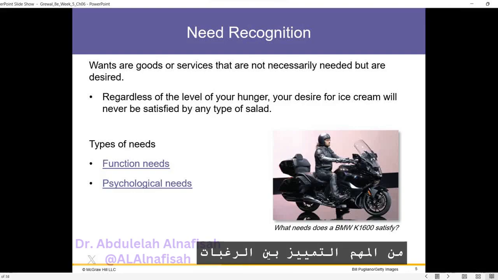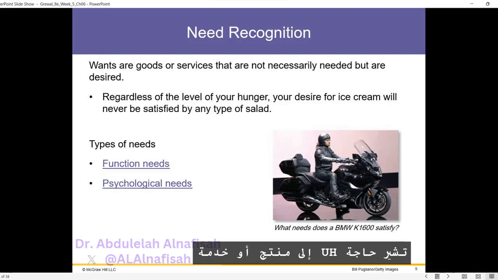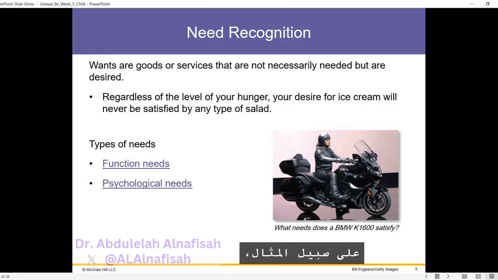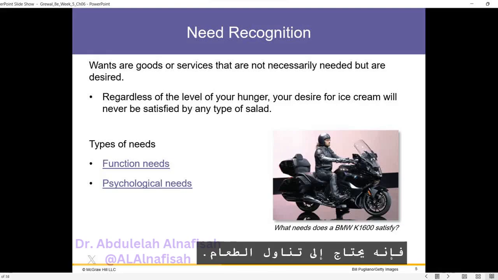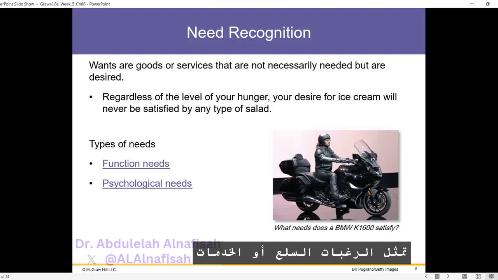It's important to differentiate between wants and needs. A need refers to a necessary product or service that must be satisfied to fulfill a basic requirement. For example, when a person is hungry, they need to eat. On the other hand, a want refers to an unnecessary product or service that is desired but not essential. For instance, wanting to eat a steak instead of a salad is a want rather than a need. Wants represent goods or services that are desired but not crucial for survival or basic functioning.